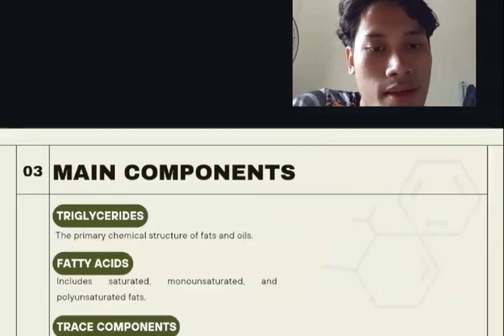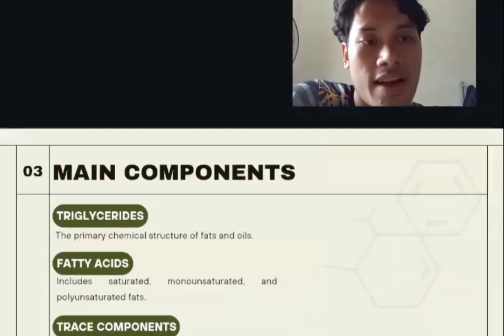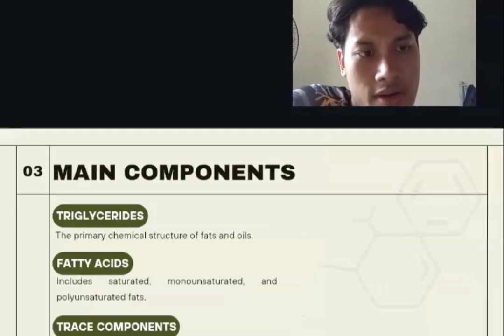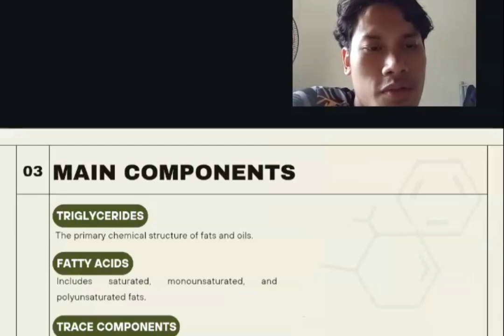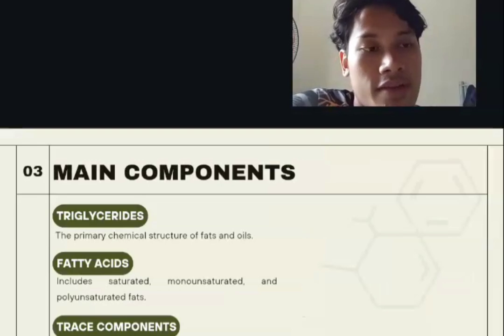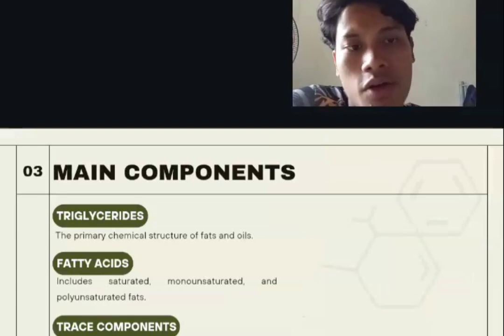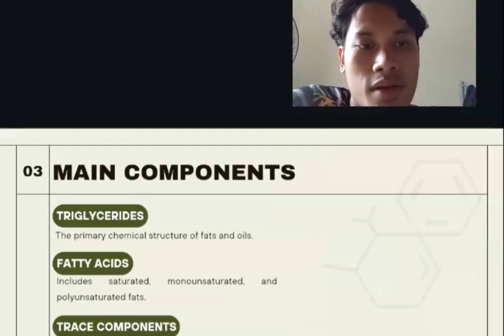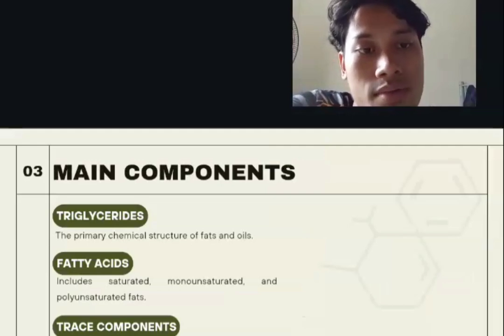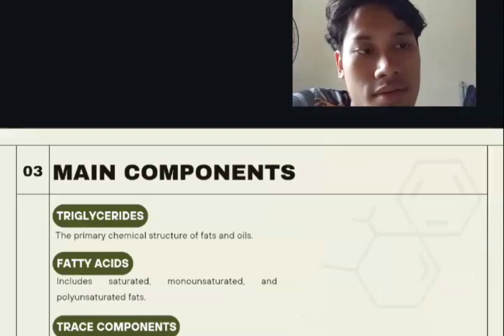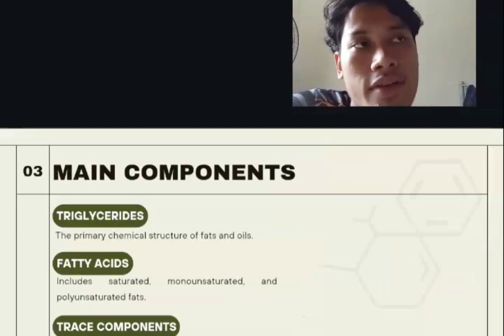Okay, so for the second slide, we talk about the chemical composition of cooking oil. Now let's break down what cooking oil is made of. Cooking oil is primarily composed of triglycerides and fatty acids, along with some minor components like antioxidants. Let's take a look at the triglycerides first, which are the backbone of oil. These triglycerides are molecules made of one glycerol molecule and three fatty acid molecules.